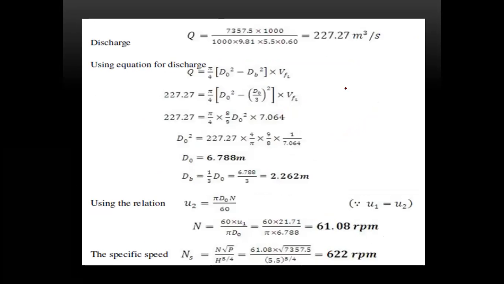Now the discharge Q is equal to 227.27. By using the equation for discharge, keep on solving this one. D naught is equal to 6.788, right? By using the relation U2 is equal to pi D naught N by 60, N is equal to so on, 61.8. Therefore, Ns is equal to 622 rpm.